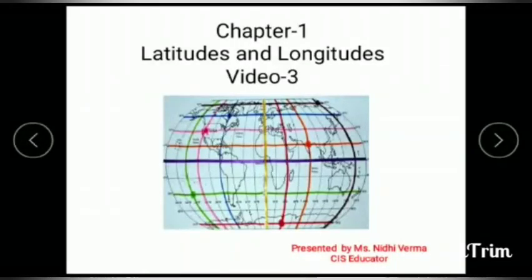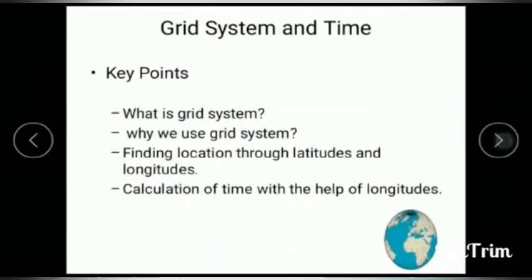In this video, I am going to discuss a new topic, that is grid system. Today the following key points are going to be discussed: what is grid system, why we use grid system, finding location through latitudes and longitudes, and calculation of time with the help of longitudes.